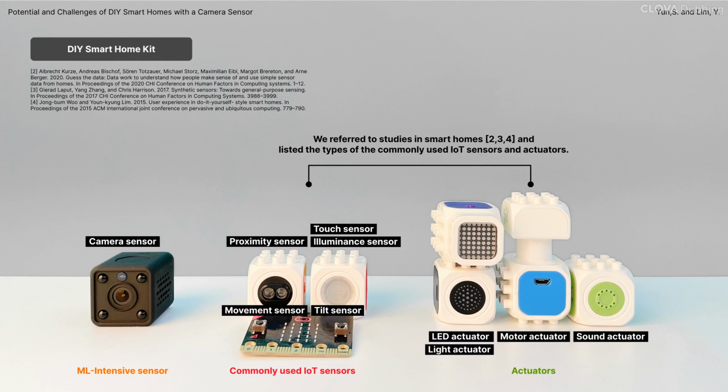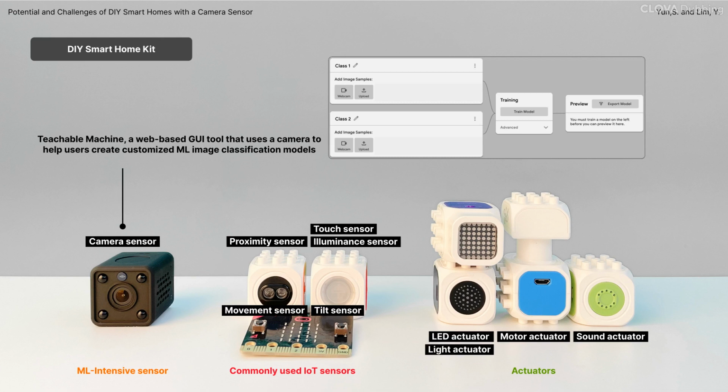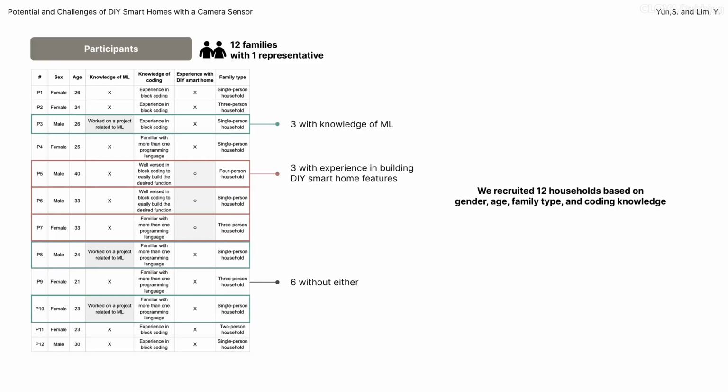We referred to several studies in smart homes and listed the types of commonly used IoT sensors and actuators. For the camera sensor, we used a simple wireless camera that can also be linked to Google's Teachable Machine. Teachable Machine is a web-based graphical user interface tool that uses a camera to help users create customized machine learning image classification models without professional technical knowledge. We recruited 12 families based on gender, age, family type, and coding knowledge. Additionally, we asked each household to select a representative active participant in this study.